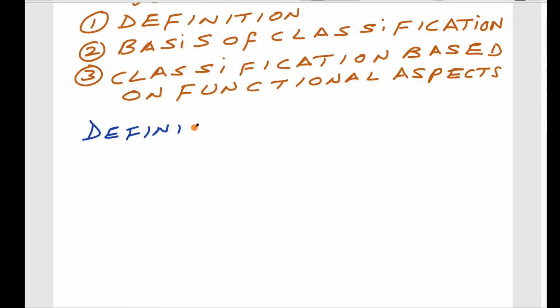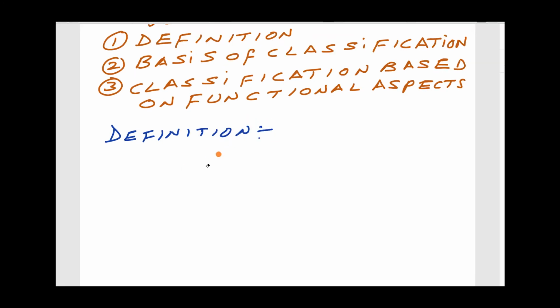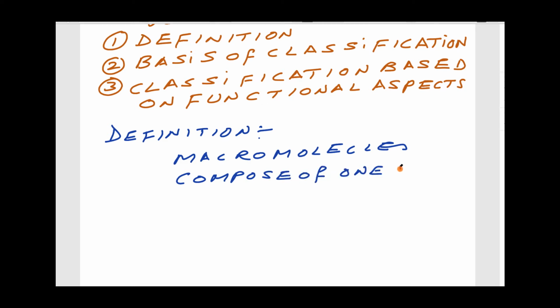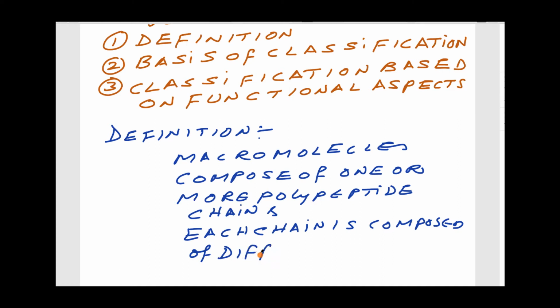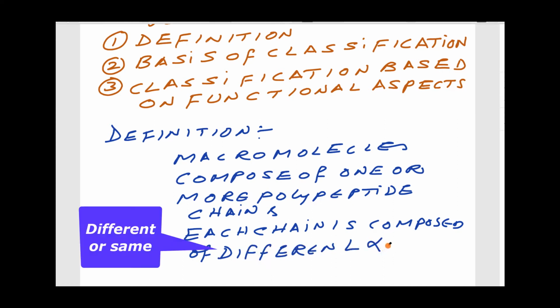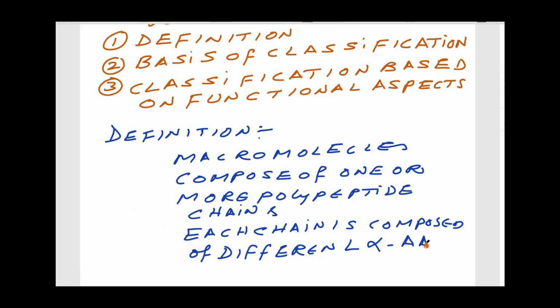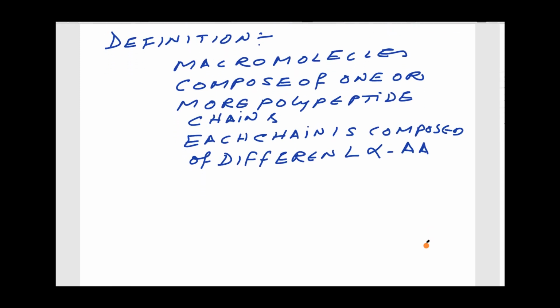Definition of proteins. Proteins are macromolecules composed of one or more polypeptide chains, and each chain is composed of different L-alpha amino acids. This is how we define proteins. Different polypeptides contain different sequences of amino acids.